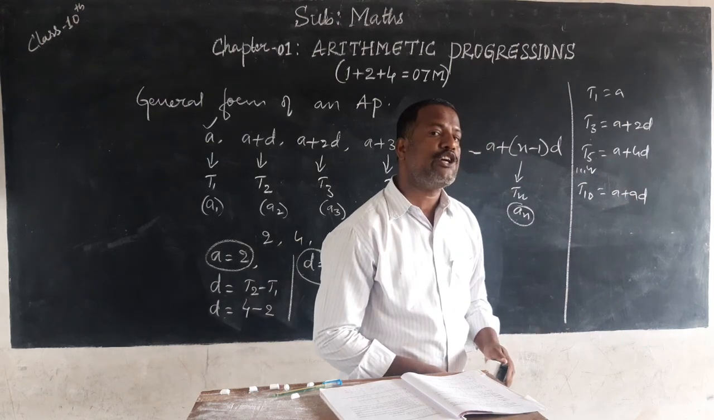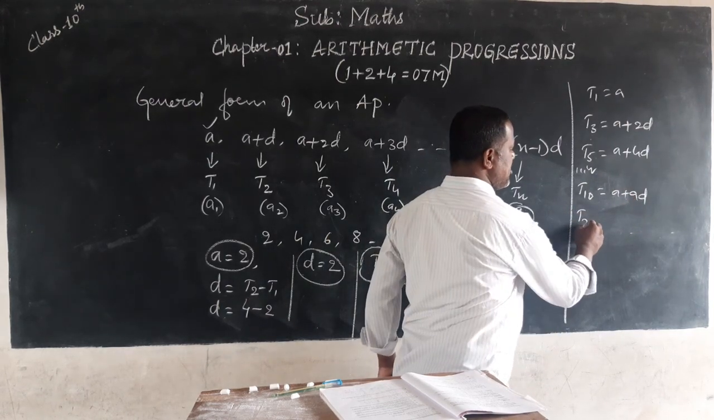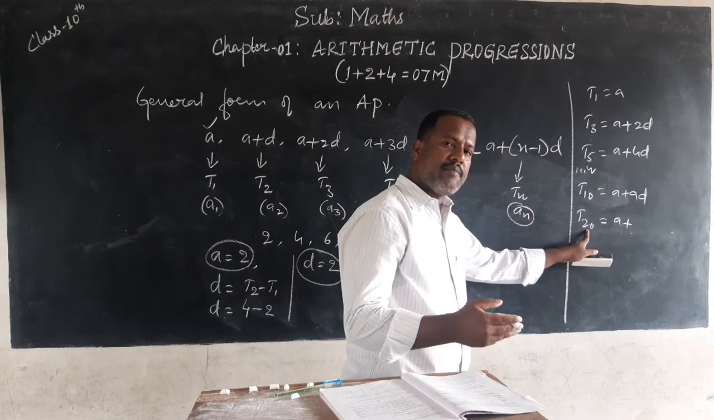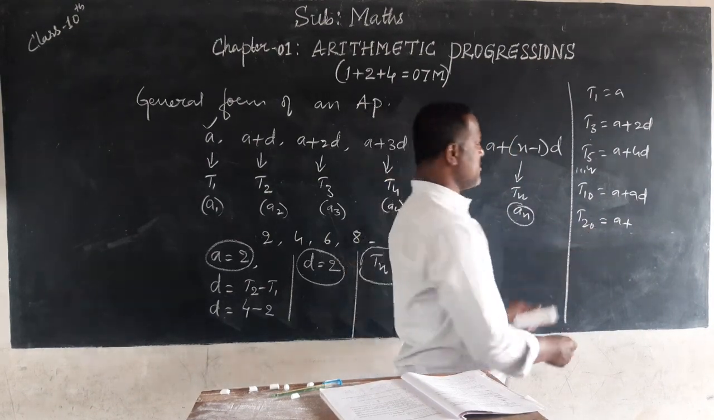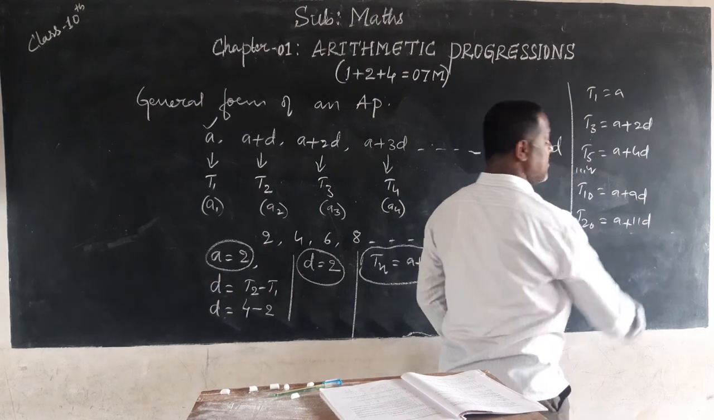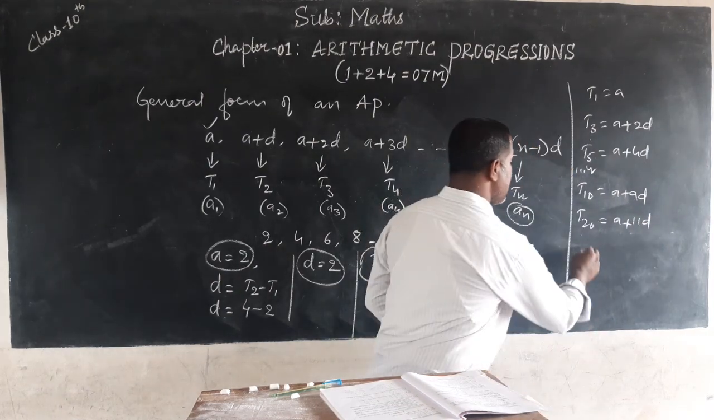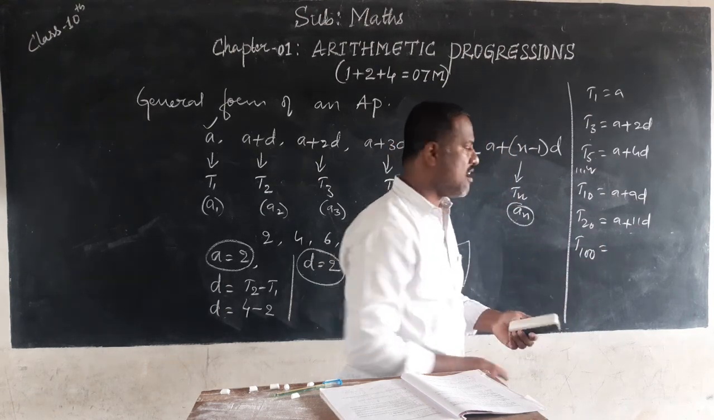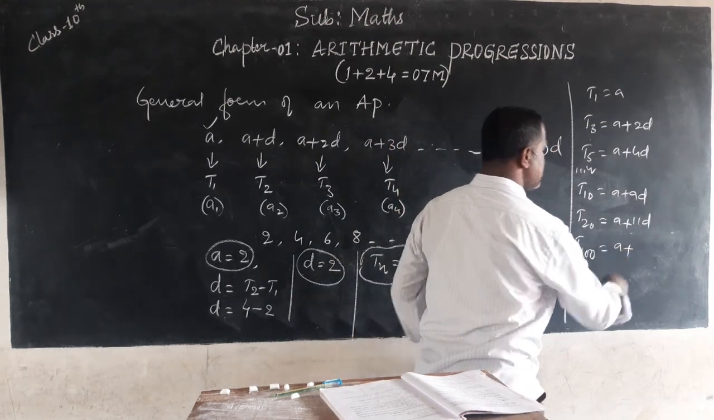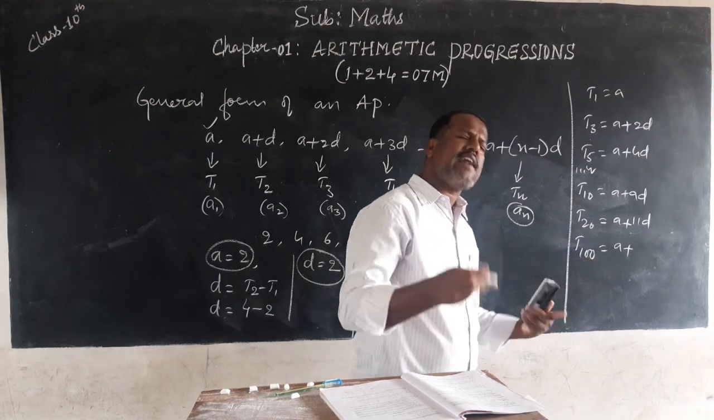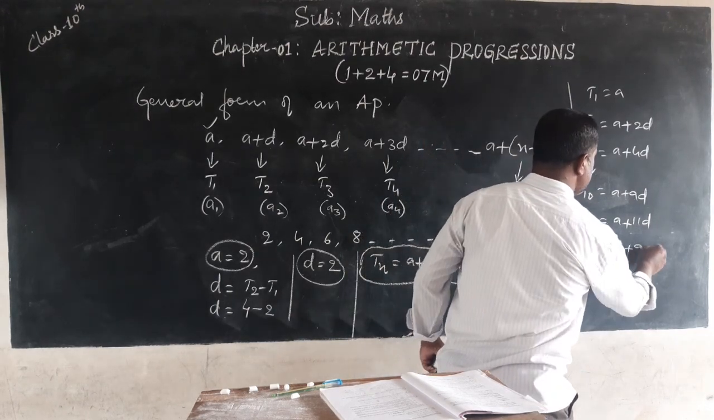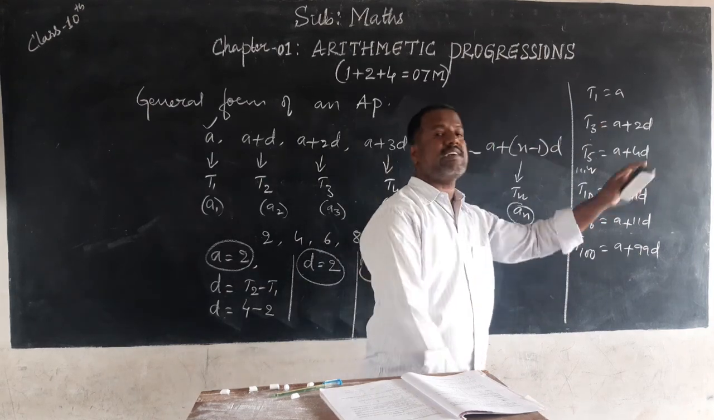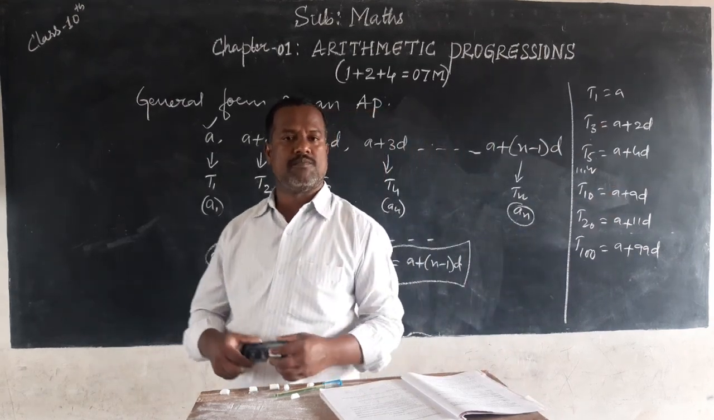Similarly, what is the value of T20? See, T20, a plus is common. 20 minus 1 is 19, 19d. What is the value of T100? It's very simple. a plus is common. You write a plus 100 minus 1, 99, 99d. So you should represent it in this form.